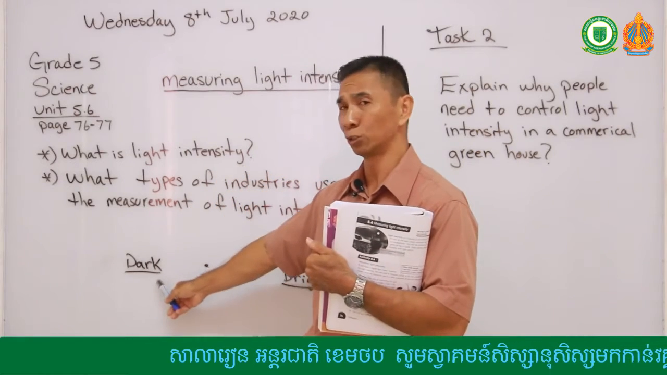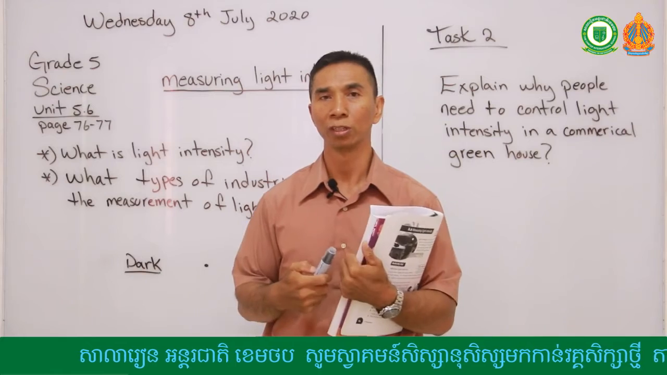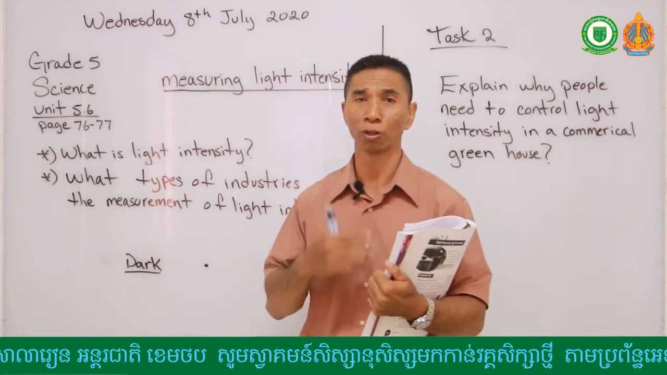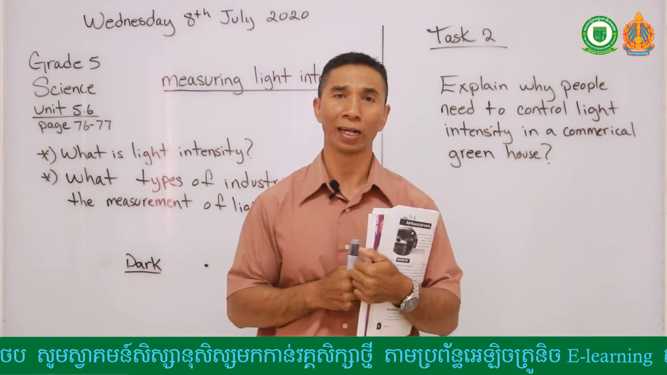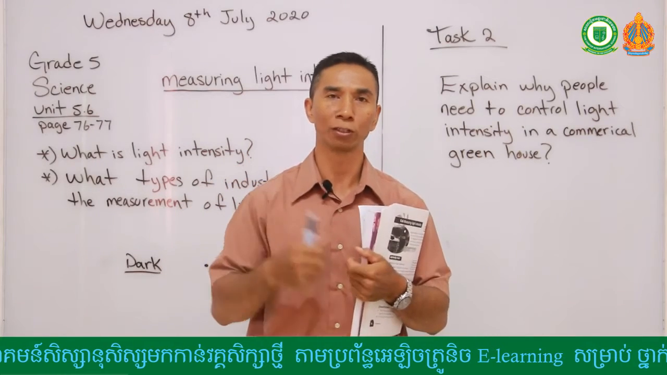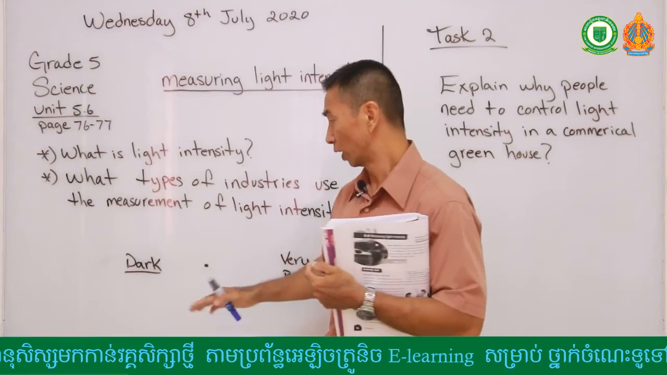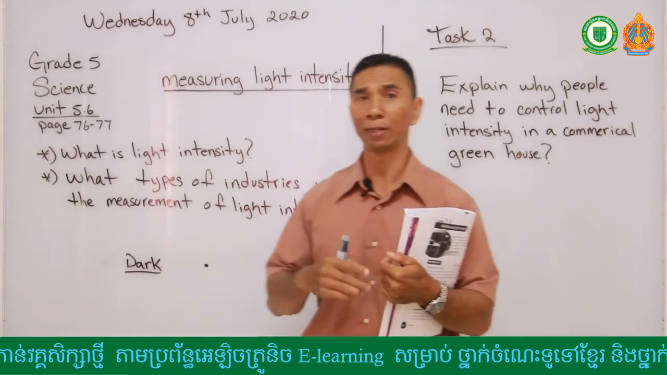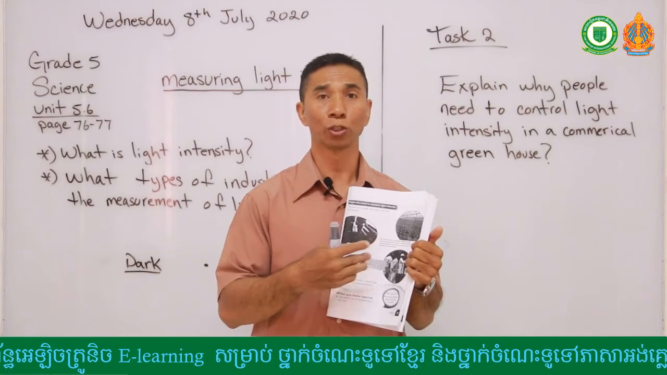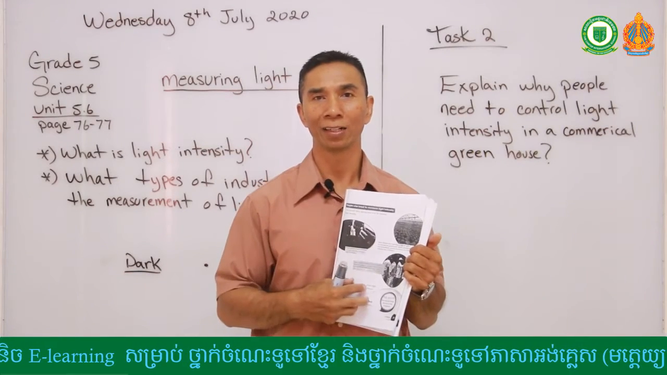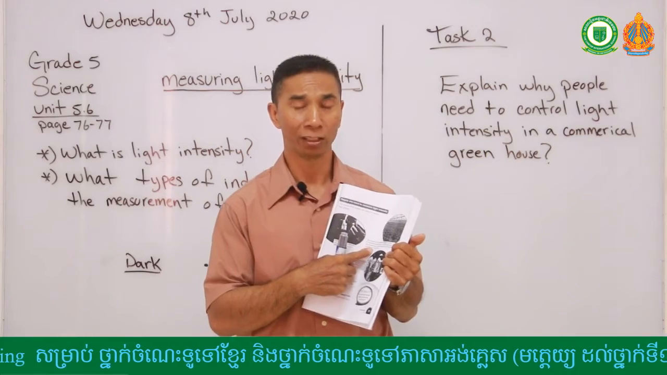Because if it's too dark, it might get too cold. When it's too cold, the vegetables or the fruits that the commercial greenhouse is growing might not grow, right? It might be too small to sell to the stores. And if it is too bright, it might be too hot and not enough moisture inside the greenhouse. So the plant will just die. So it will be a waste of the greenhouse.